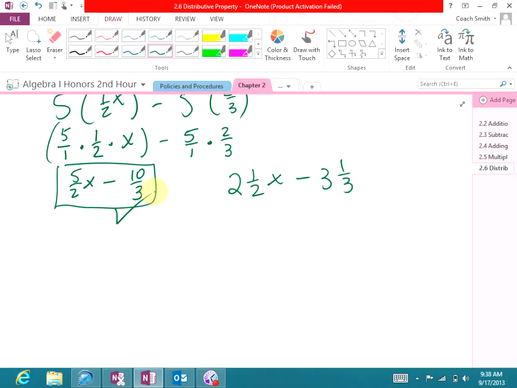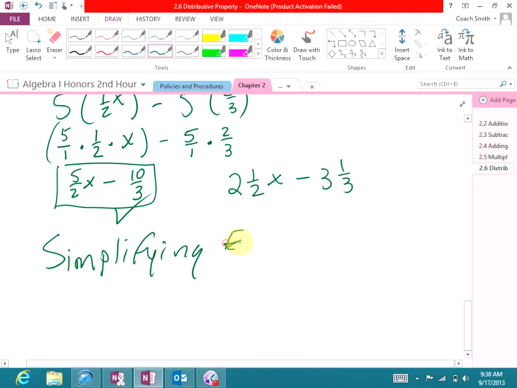All right. Now, let's look at simplifying expressions using the distributive property.